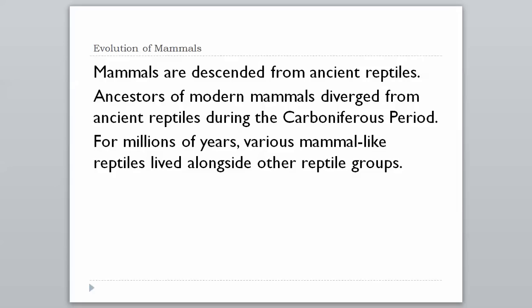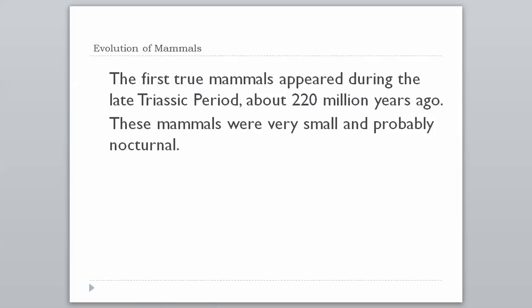However, for millions of years, our various mammal-like reptiles lived alongside other reptile groups. During this period, they were living in harmony with our other reptile groups because there weren't any giants dominating the earth at that time. Our first true mammals, ones that would resemble the ones we have today, appeared during the late Triassic period, about 220 million years ago. These mammals were very small and probably nocturnal, because they had to stay out of the way of the dinosaurs.